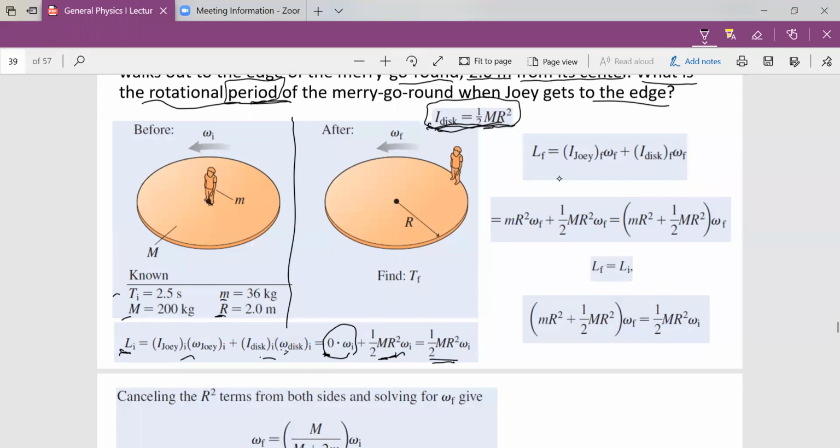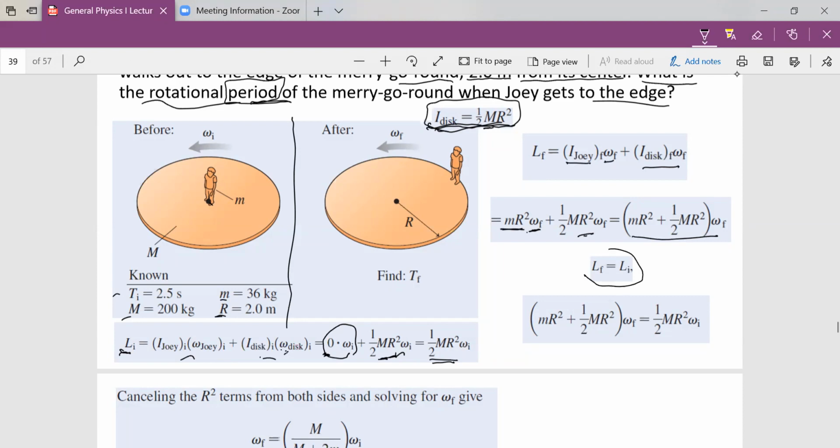For the final, we also have the summation of Joey and the disk. Joey has moved to the edge. So we'll have for Joey I equals M R squared, and we're doing I omega. We're already using M R squared to represent the moment of inertia, substituting into I and omega, so I equals M R squared and this omega. Permit my mistake, please; I always tend to call it W. So we'll have this for the final expression.